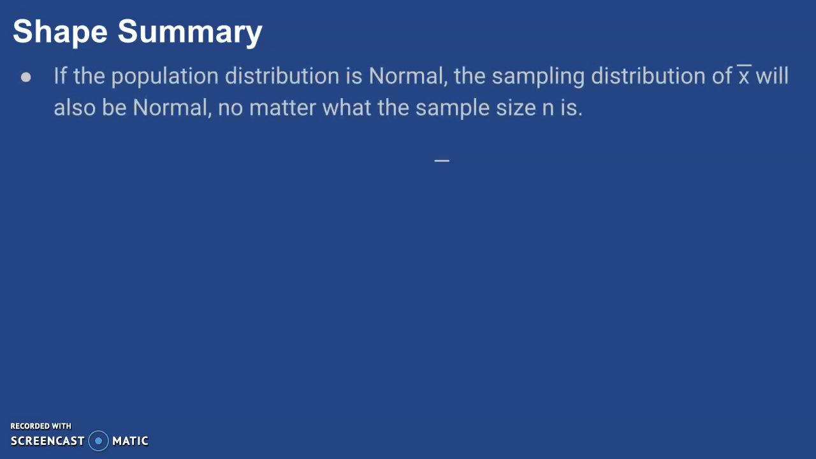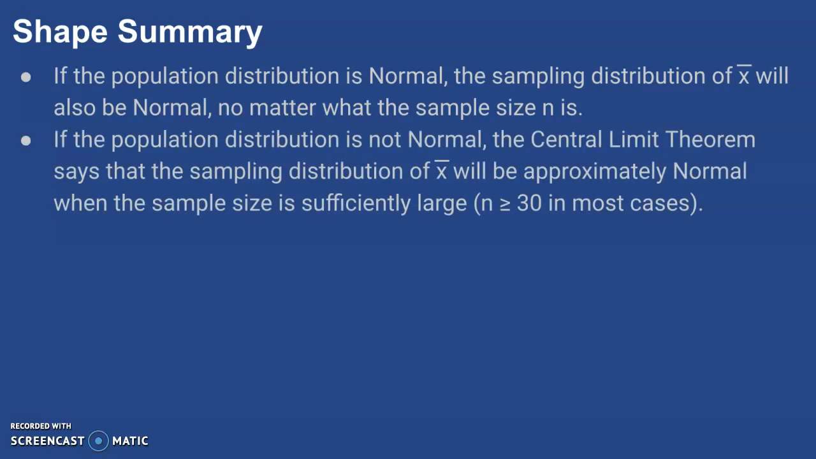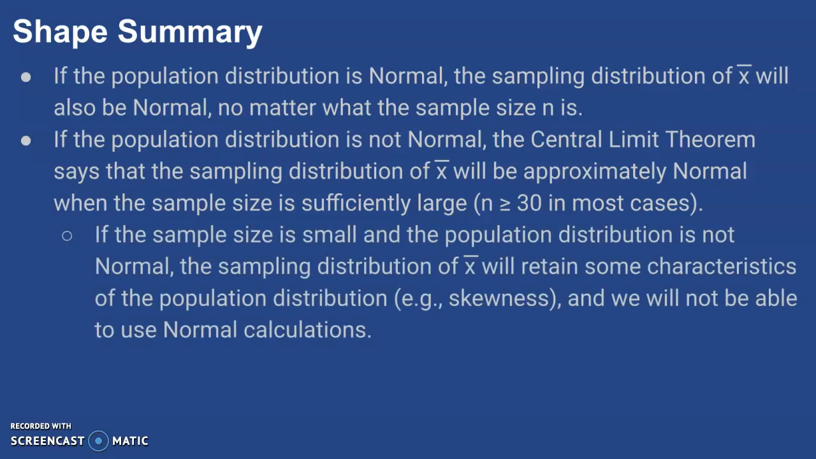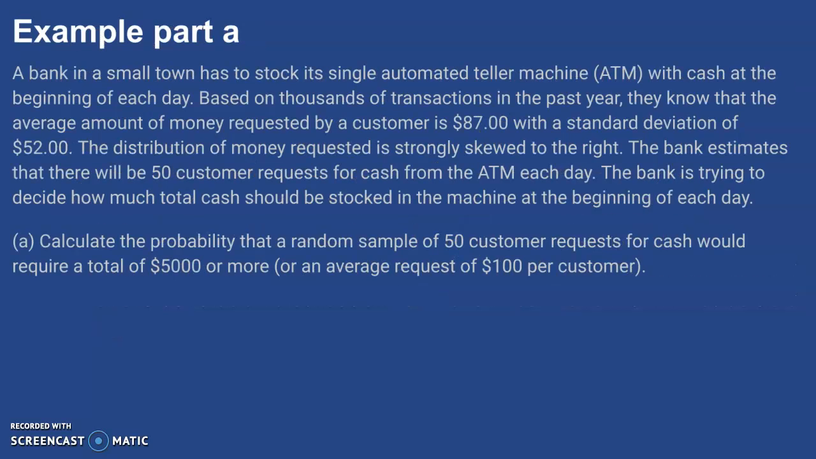So if the population distribution is normal, the sampling distribution of x bar will also be normal, no matter what the sample size n is. If the population distribution is not normal, the central limit theorem says that the sampling distribution of x bar will be approximately normal when the sample size is sufficiently large, and we define sufficiently large as n is greater than or equal to 30. If the sample size is small and the population distribution is not normal, the sampling distribution of x bar will retain some characteristics of the population distribution. For example, skewness, and we will not be able to use normal calculations.